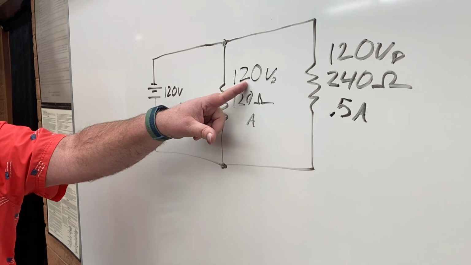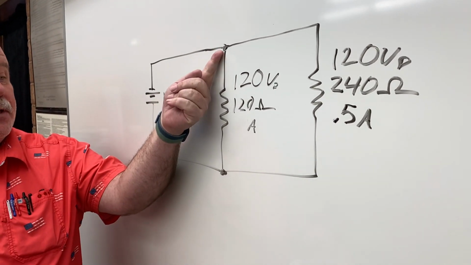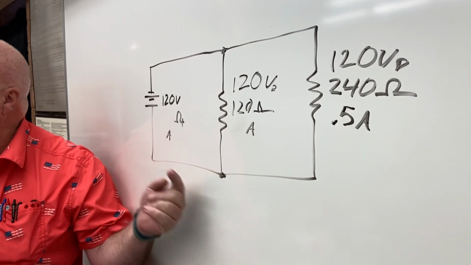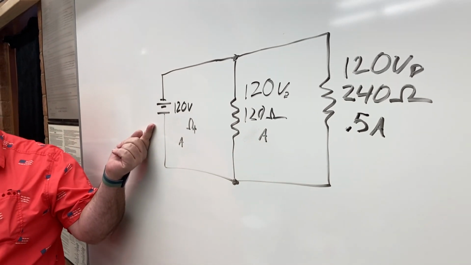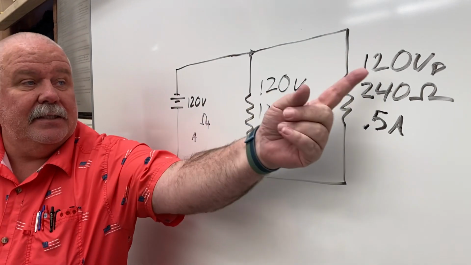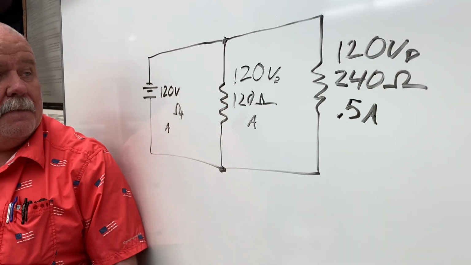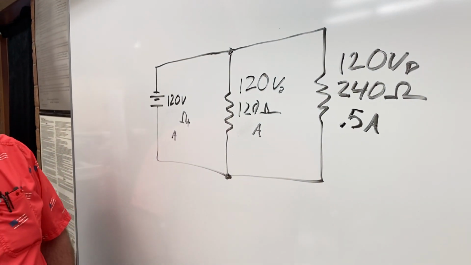Is this voltage going to be different? We still have 120 volts in between this point and this point, right? The same as our source voltage with this parallel circuit, right? So this is still going to be the same. This is still going to be the same. This whole side is going to be exactly the same, right? And this side here is going to be a little bit different.